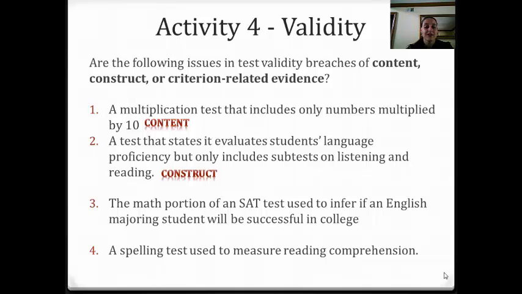Number 3, the math portion of an SAT test used to infer if an English majoring student will be successful in college. This is criterion, right? And this is something we talked about, that example of the SAT test actually being designed to mimic how a student would do in their first year of college. And then last, a spelling test used to measure reading comprehension. This would be a breach of construct validity, because of course a spelling test is very little, or just one small component, if any, of reading comprehension.